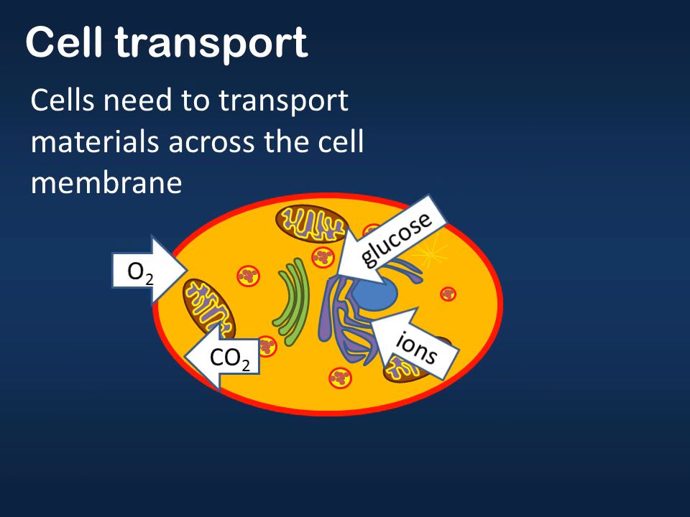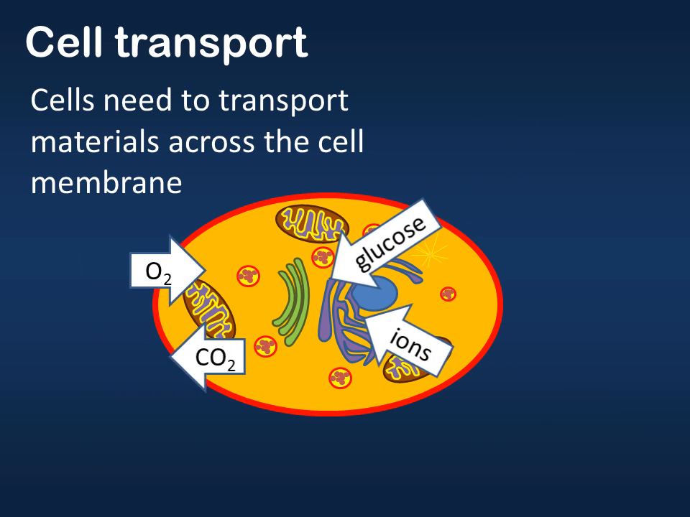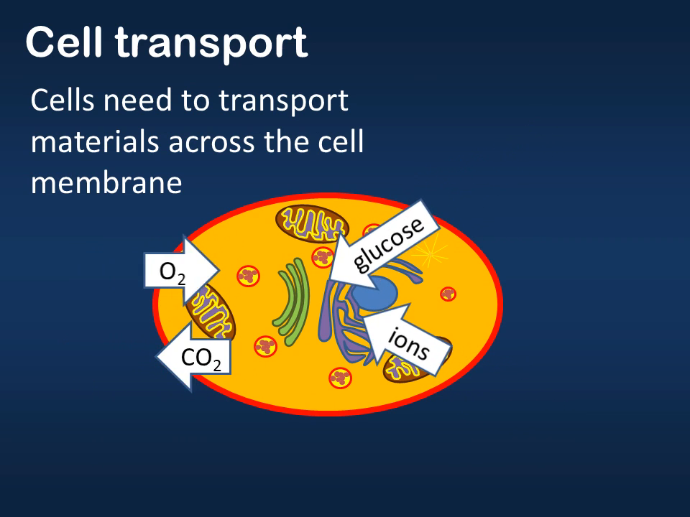In addition, sugar, glucose, is needed for energy. Ions are needed to enter the cell. Ions need to be pushed out of the cell, some waste ions. So as you can see, there are a lot of things that have to move across that cell membrane.